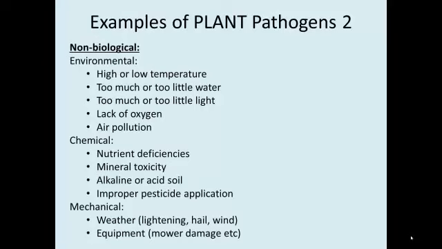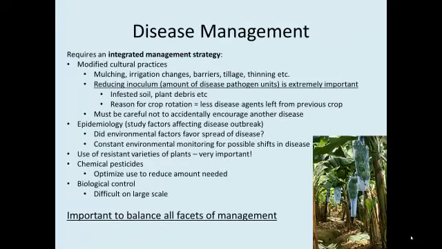And then mechanical issues, just plain breaking the plants from wind or hail or lightning, snow late in the year or early in the year. And lawnmowers, of course, can do a serious amount of damage, as can other things that mechanically damage trees. Disease management is a combination of approaches.